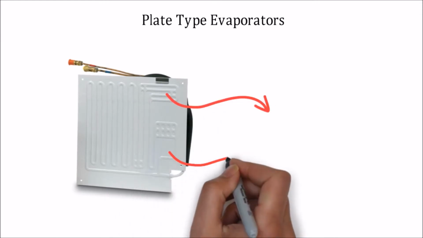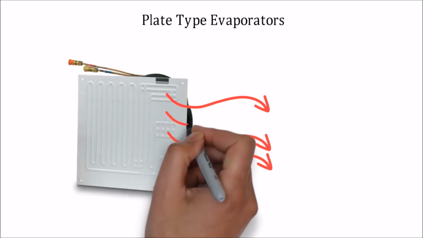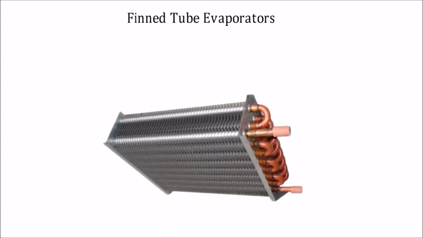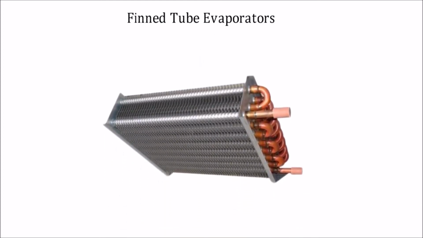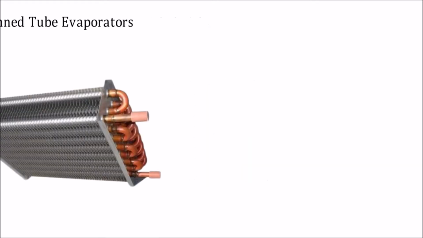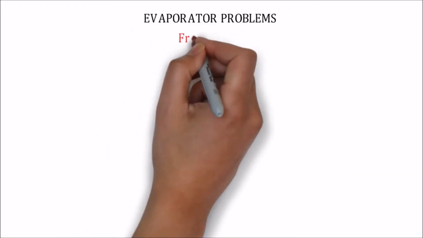These kinds of evaporators are more efficient in their heat exchange function due to the flat shape of the external plate. Thin tube evaporators. These types of evaporators are tube evaporators with metal fins, usually copper or aluminium, welded upon them. Evaporator problems. Frosty coil.